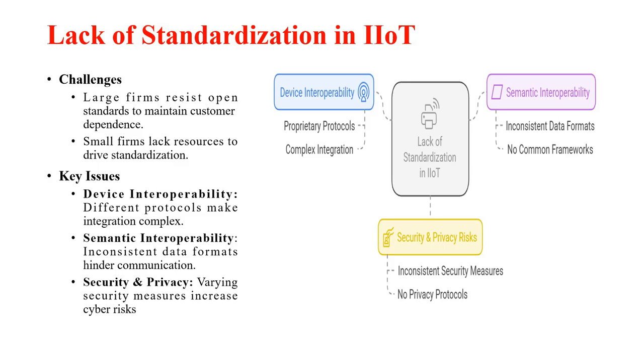And the issues are device interoperability, where different manufacturers will use proprietary protocols, which makes it difficult for the devices to communicate with each other. And the integration of hardware and software from multiple vendors becomes complex and costly. Then you have semantic interoperability, that is the data semantics, where inconsistent data formats and definitions create challenges in the data exchange and interpretation. And the lack of common frameworks will lead to miscommunication between the systems.